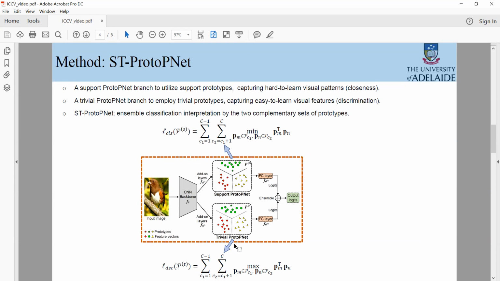We also have a trivial branch. The trivial branch utilizes trivial ProtoPNet for classification. Those trivial prototypes are learned by maximizing the prototype distance of different classes. And finally, we generate the final classification logit by ensembling the two logits from the different branches.